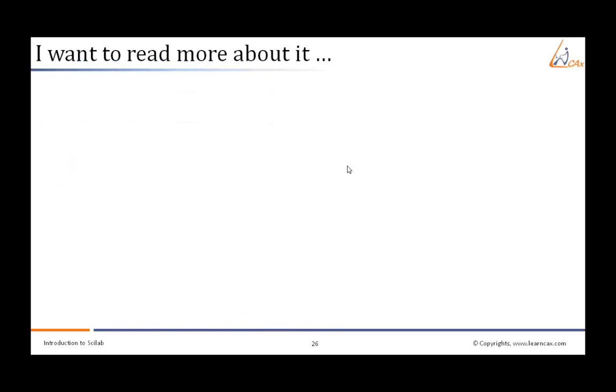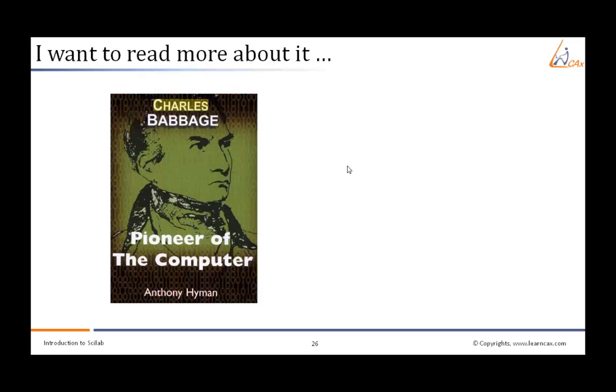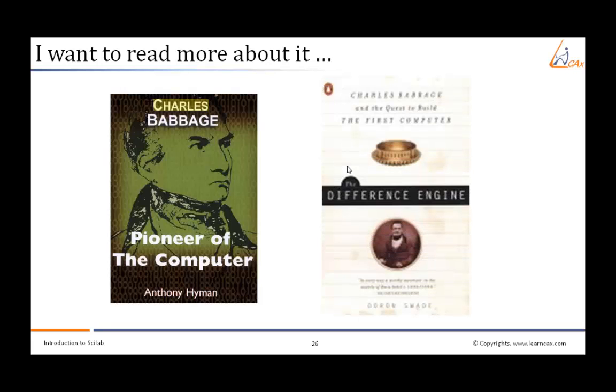If you want to read more about Charles Babbage and the difference engine, these are the books that you can go through. Charles Babbage, Pioneer of the Computer by Anthony Hammond, and Charles Babbage and the Quest to Build the First Computer. This is also an interesting book to read about Charles Babbage, his work, and the difference engine.